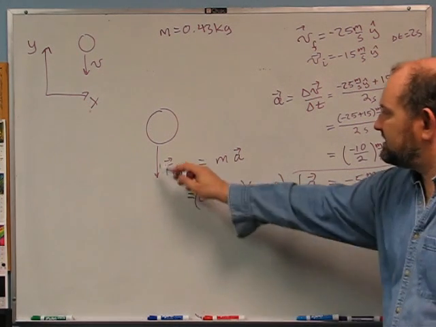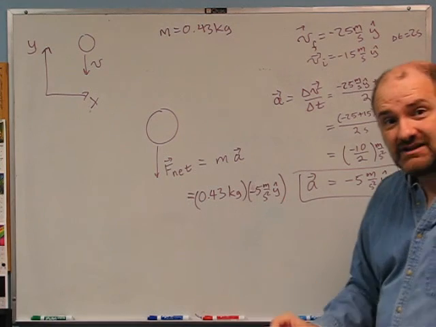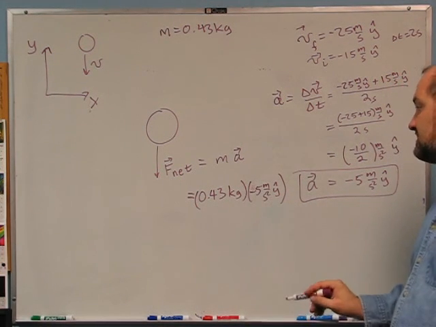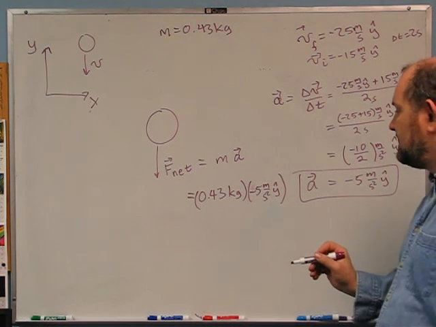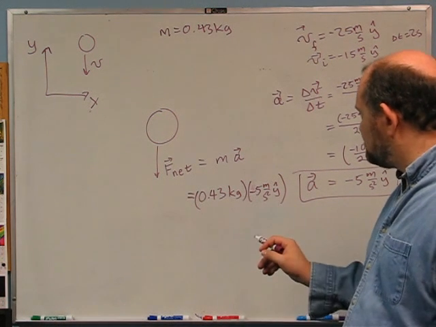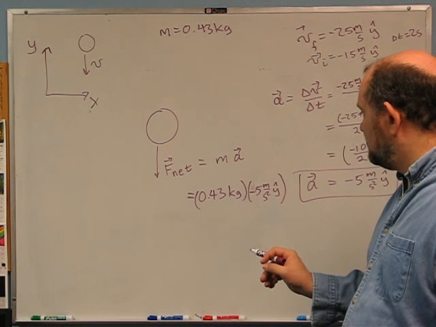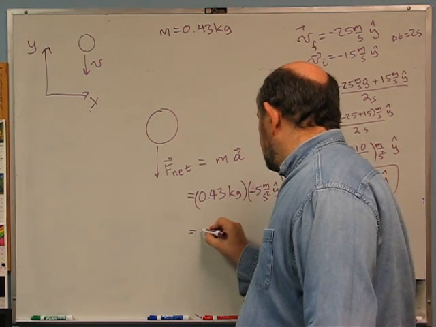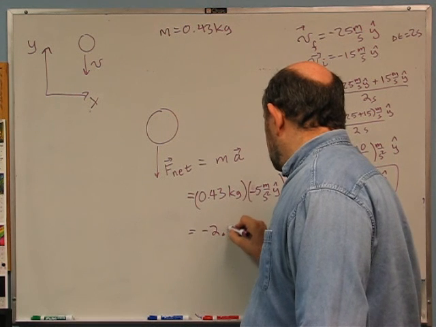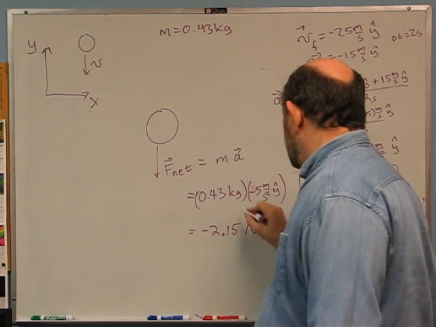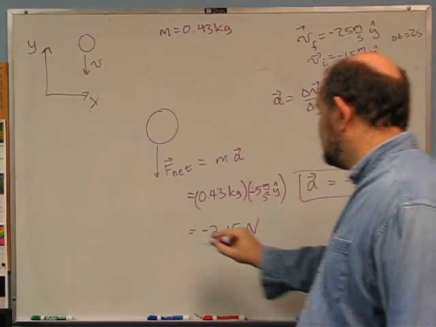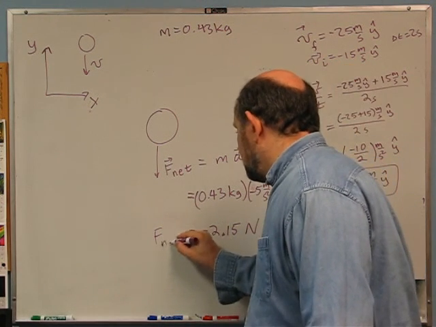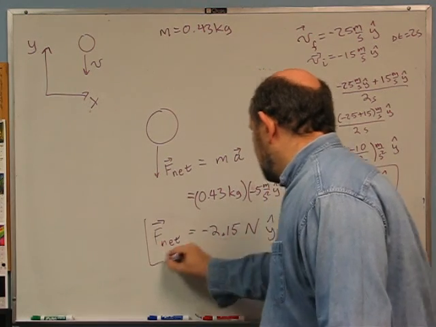So I'm calculating the full vector here. If I was calculating the magnitude of the force, I would just multiply 0.43 kilograms by 5 meters per second squared. But I am calculating the full vector. Let's see, can I do this in my head? So 5 times 0.4 is 2, and 0.03 times 5 is 0.15. I think this is equal to minus 2.15 newtons, because kilogram meters per second squared is newtons. And in the y-hat direction. So that is the net force on the soccer ball.